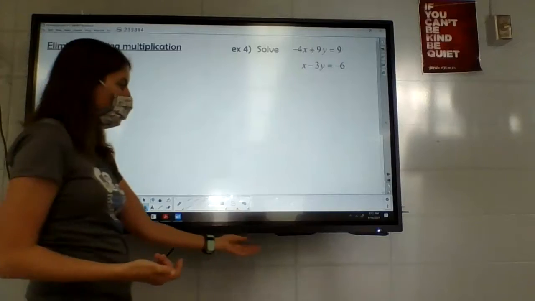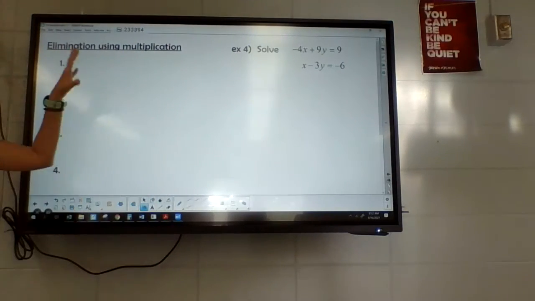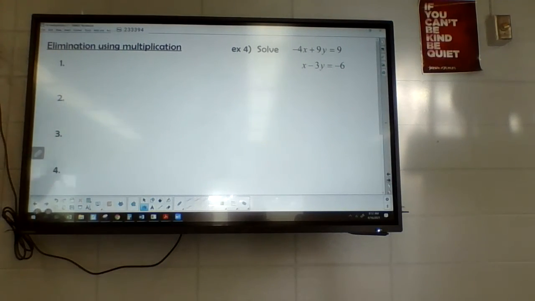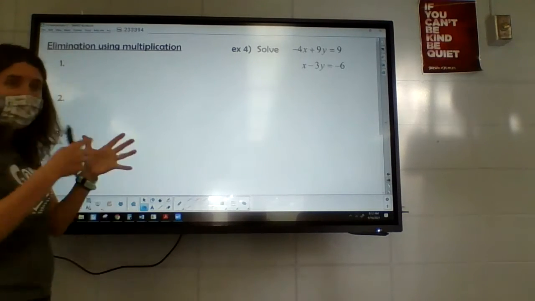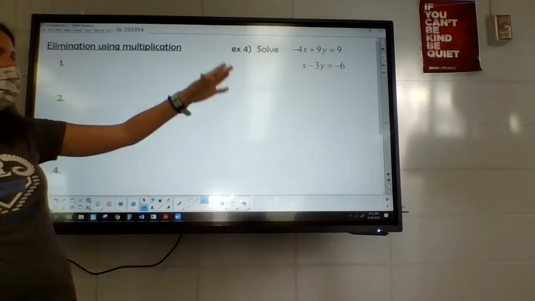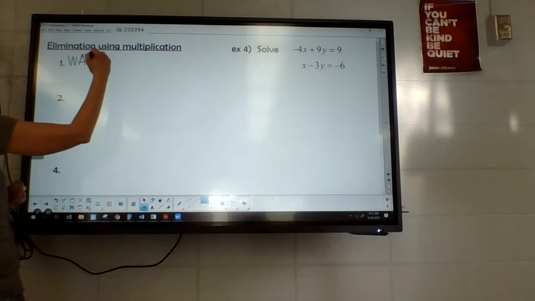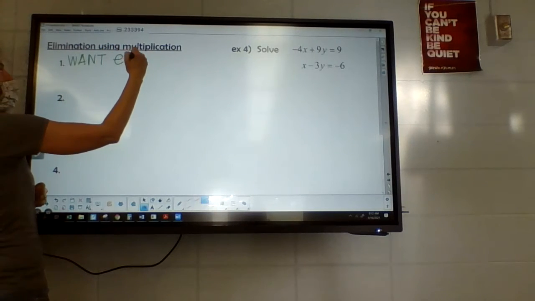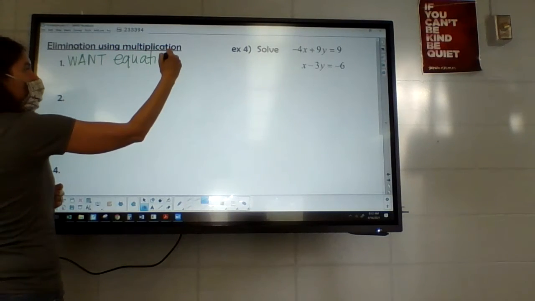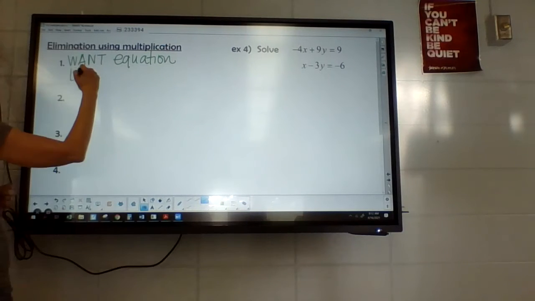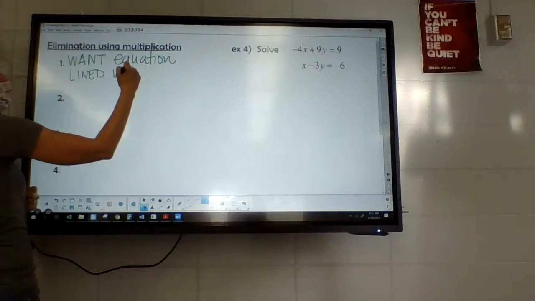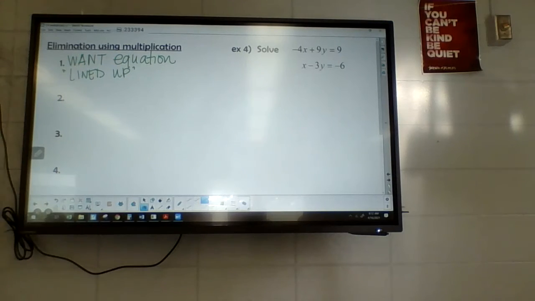If you recall from Wednesday, our steps of elimination are the same kind of steps as last time. We want everything lined up, if you remember. So the X's are lined up, the Y's are lined up, the equal signs are lined up. So we want the equations lined up. That's our first step, and that's not different than Wednesday's notes.